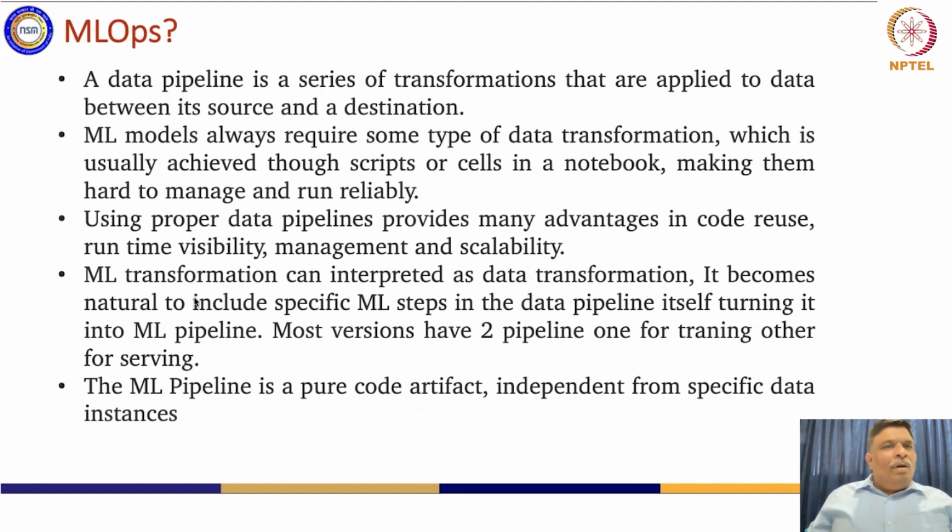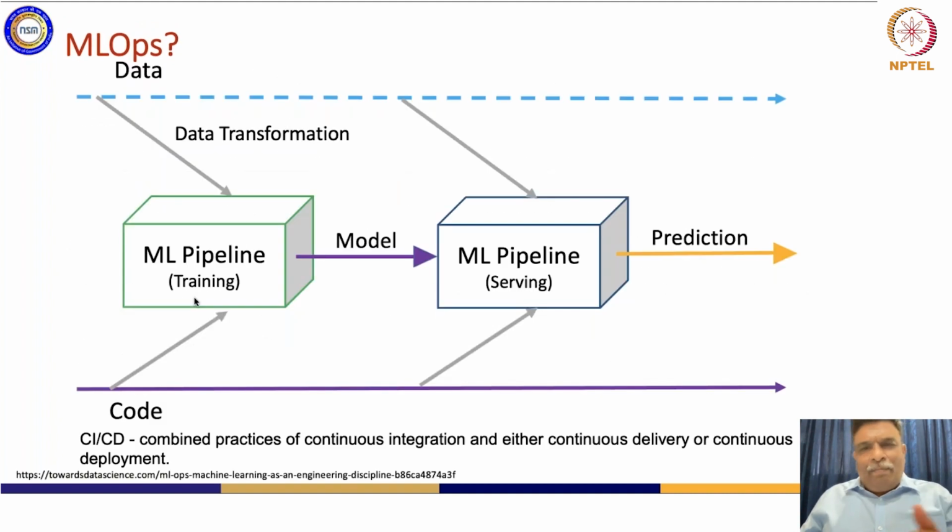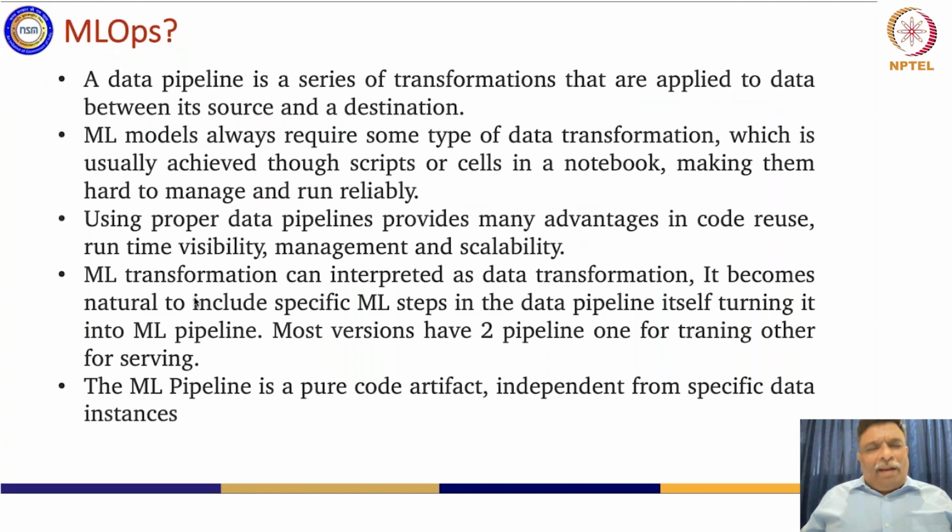Now let us try to go a bit into what MLOps is. A data pipeline, as we see here in the next diagram. So there will be a machine learning pipeline, right? A data pipeline is a basic pipeline which is a series of transformations that are applied to data between its source and a destination. So you can give your data as input to one of a sequence of modules through which the data has to pass and come to a destination. In between, whatever that pipeline is, that basically becomes a data pipeline.